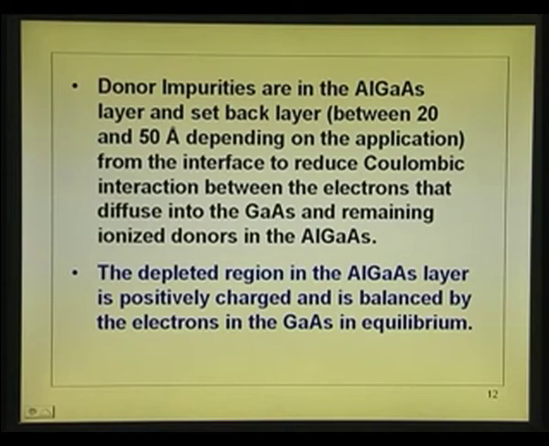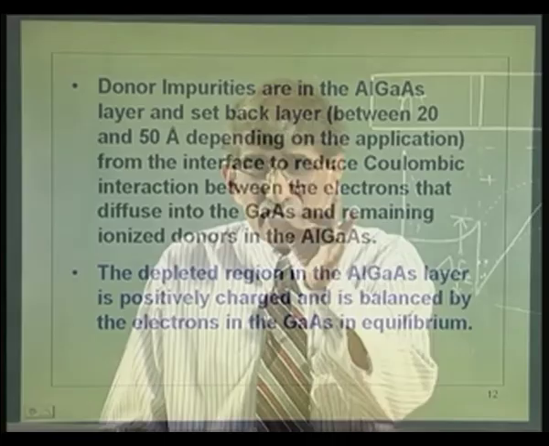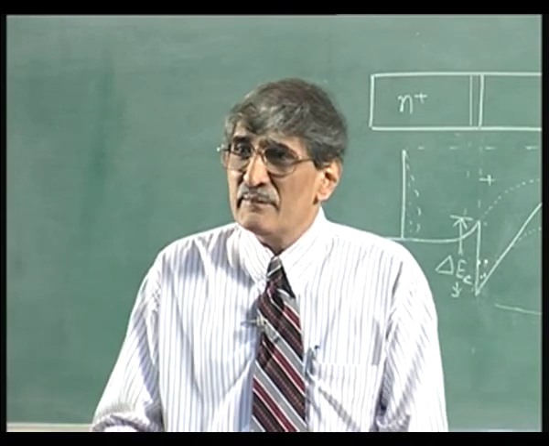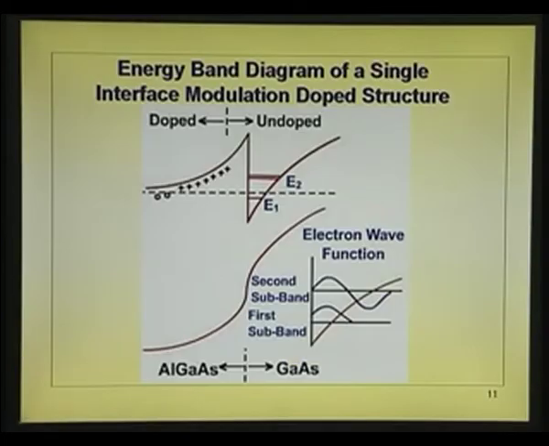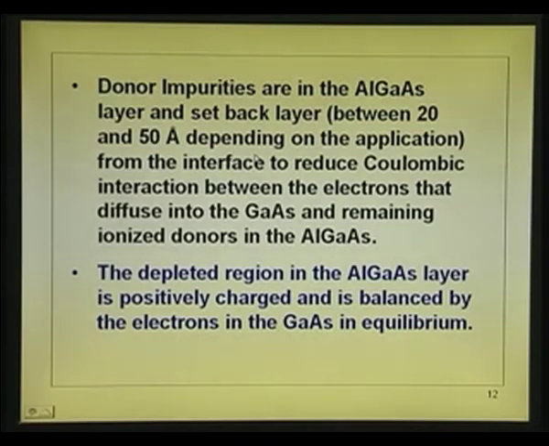Donor impurities are in the aluminum gallium arsenide layer, and a setback layer, which I just mentioned, a thin layer of 20 to 50 angstrom depending upon application, is placed from the interface to reduce the coulombic interaction. Whatever I explained there I put it here. That is the spacer layer which is present between the two layers here, and I am putting the layer explanation here in the diagram.